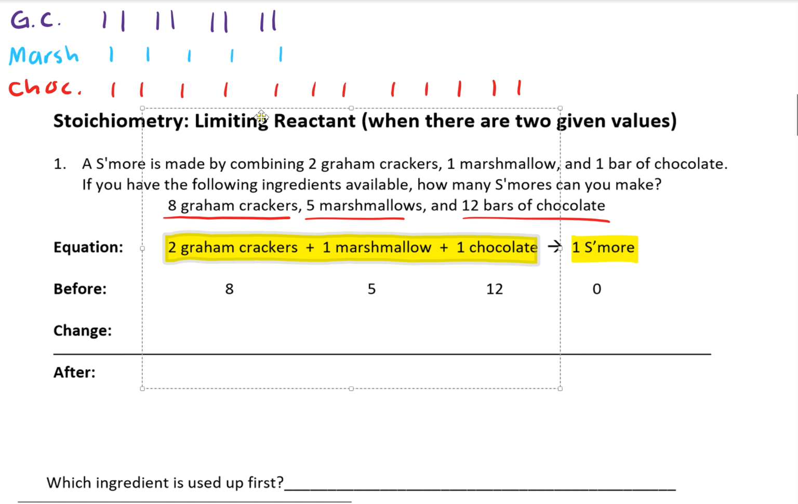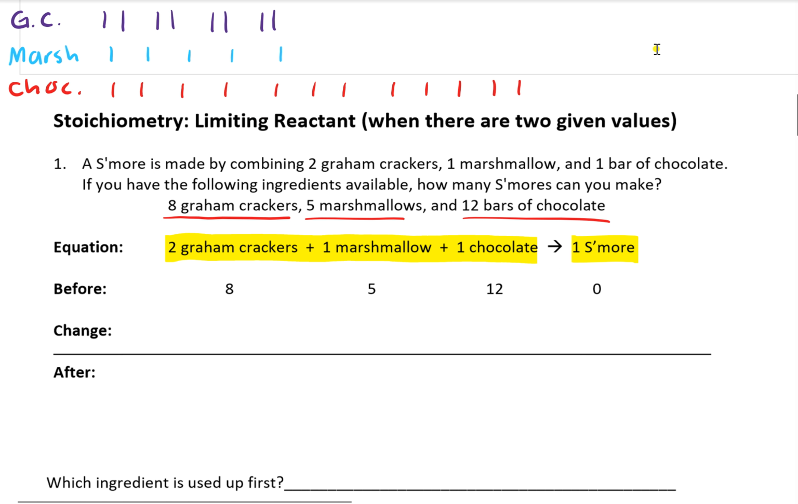And according to our balanced equation, we always have to grab 2 graham crackers, a marshmallow, and a chocolate. So now we're going to circle sets of s'mores, 2 graham crackers at a time, 1 marshmallow, and 1 chocolate. And that combination makes 1 s'more. So we're going to keep a running tally of how many s'mores we're able to make.